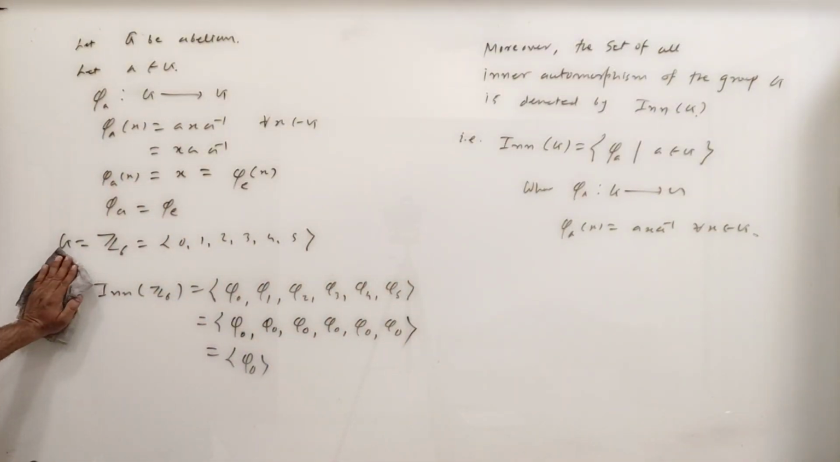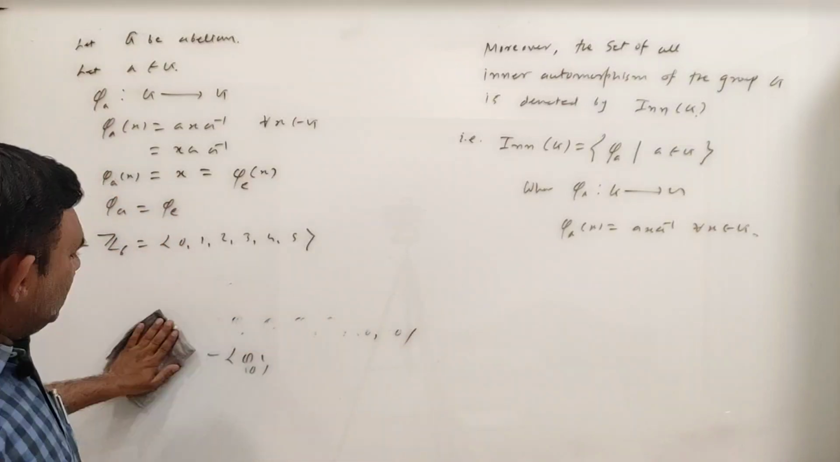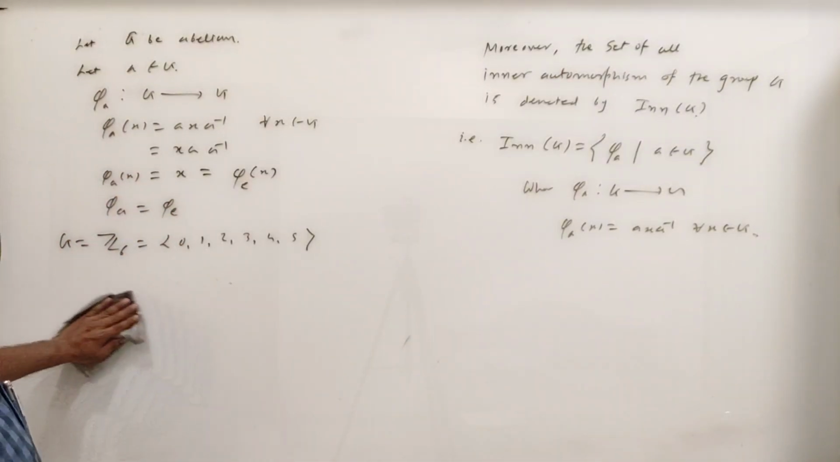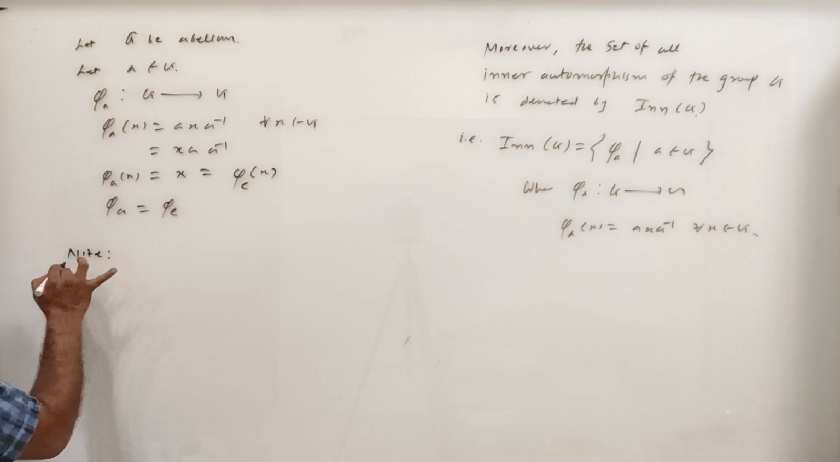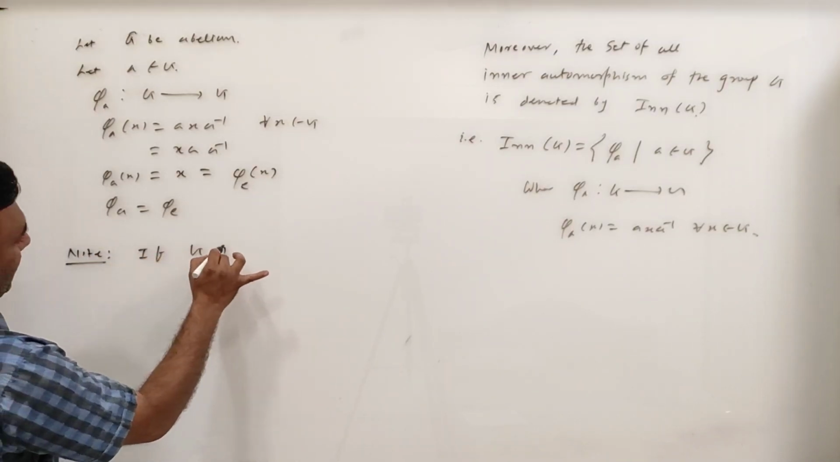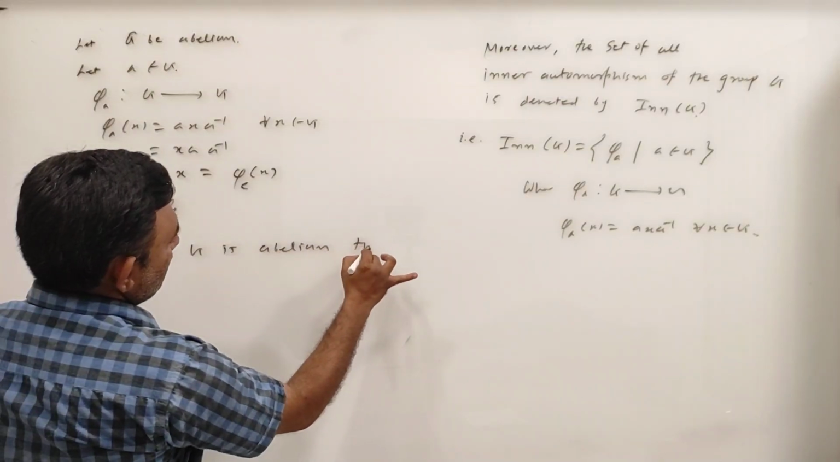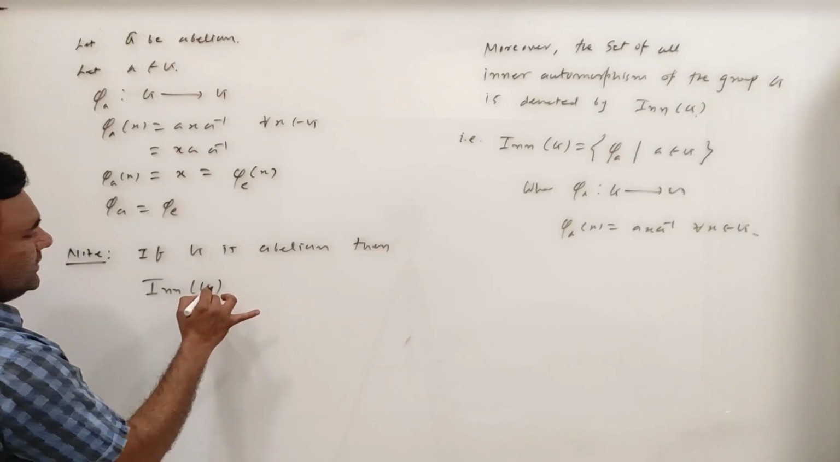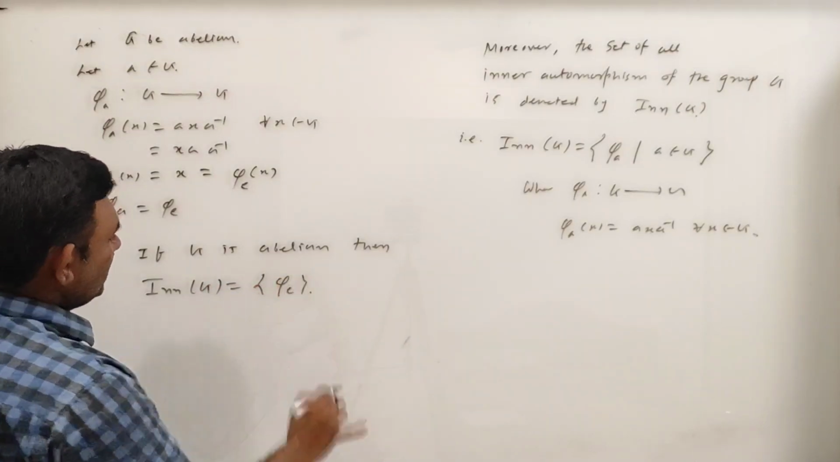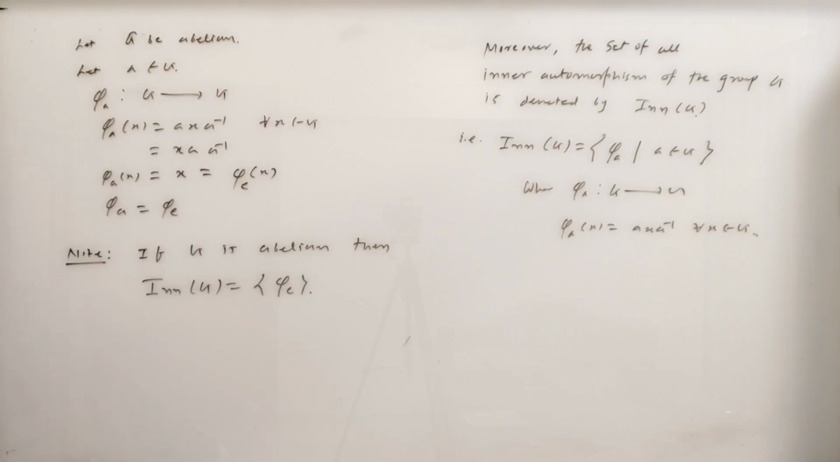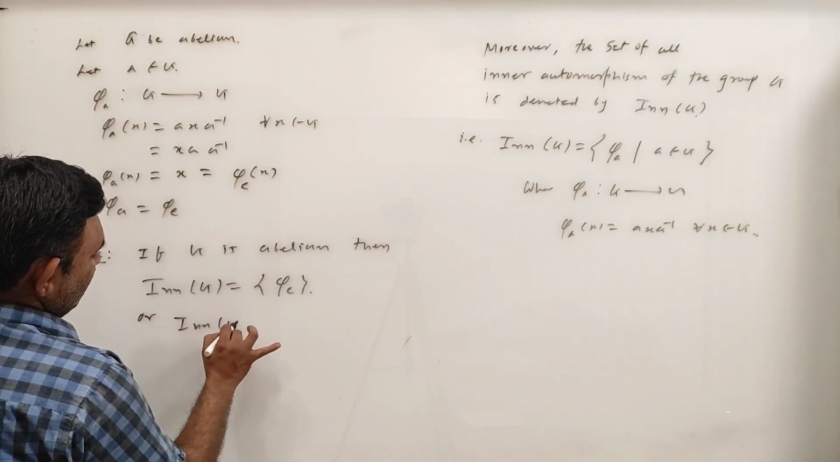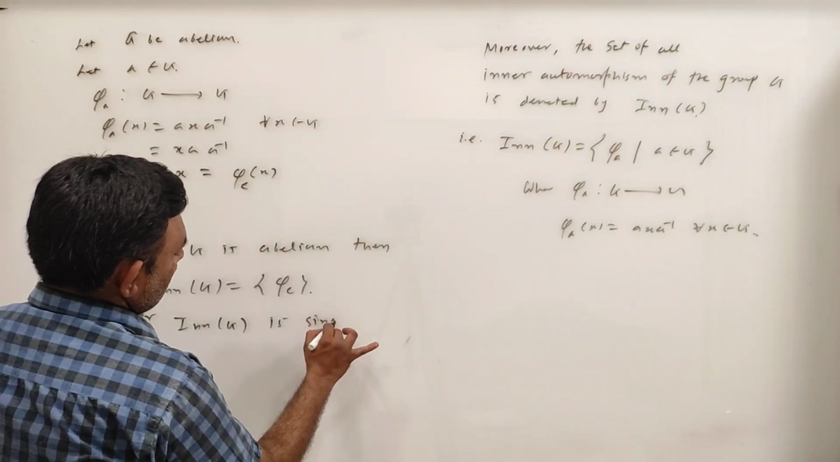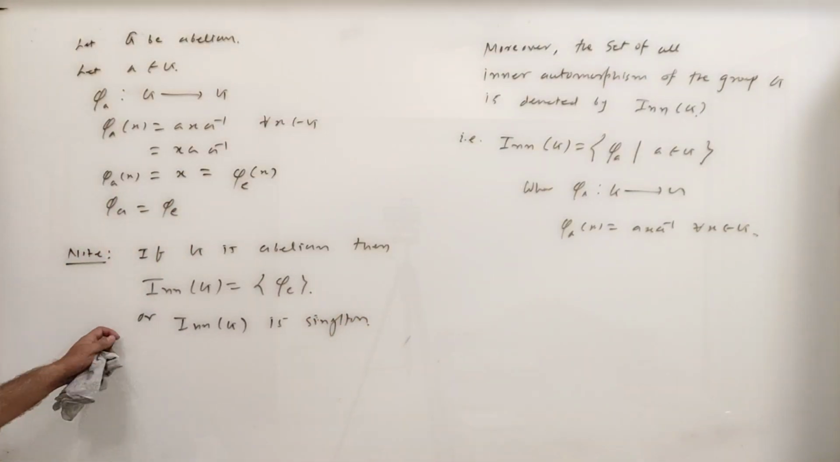Okay, we have not yet proved that this is a group; in fact it is a group. This is one observation, so let me write this observation in this way. If G is abelian, then Inn(G) is a singleton: phi_e only, it contains only one element. This is a very important observation.